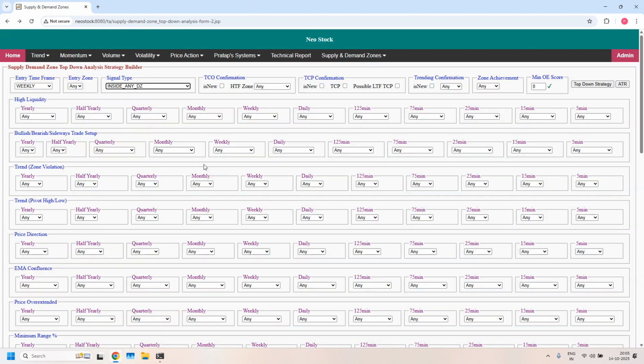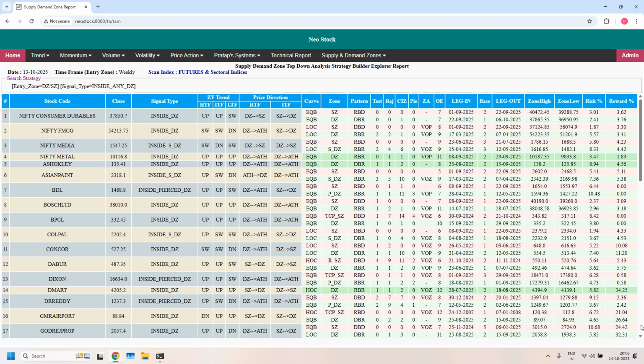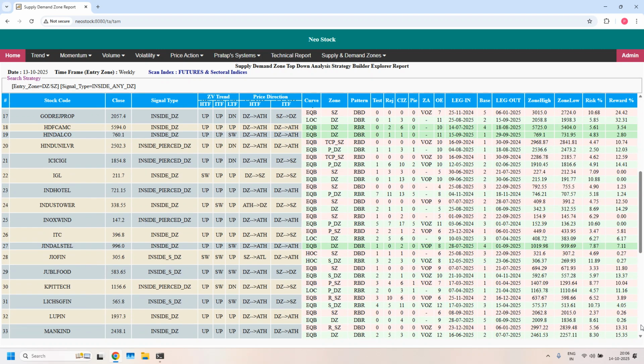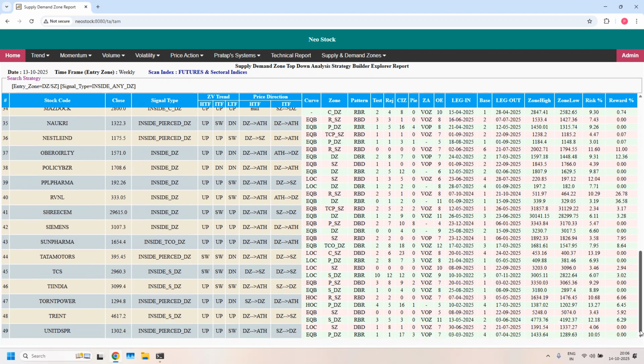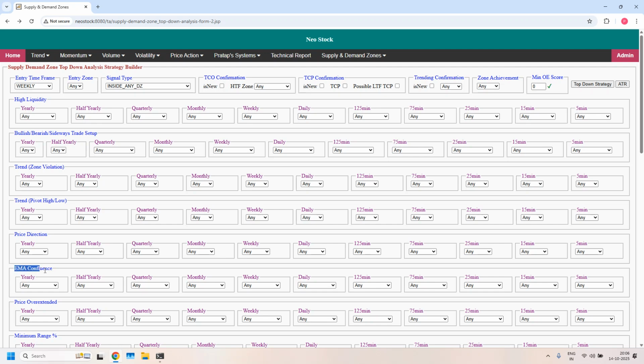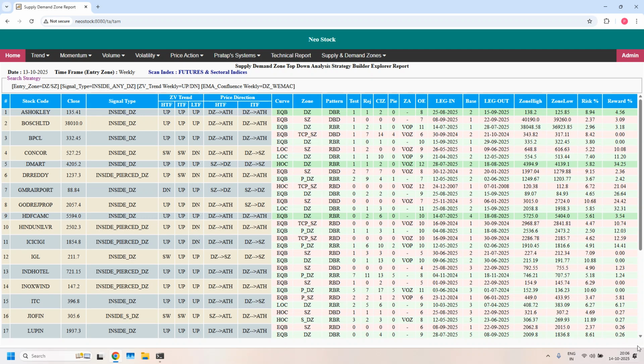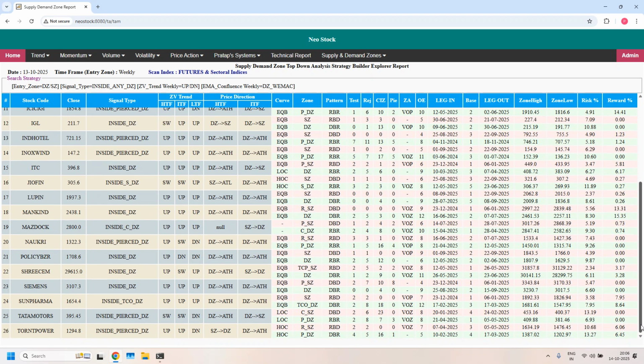Next, price closed inside the weekly demand zone. First 17 stocks in the list. Scrolling the list down, 49 stocks are there. We can further filter based on weekly demand zone having weekly EMA confluence, and also trend on the weekly should not be sideways. So first 17 stocks in the list from the filtered stocks. Scrolling the list down, total 26 stocks are filtered.